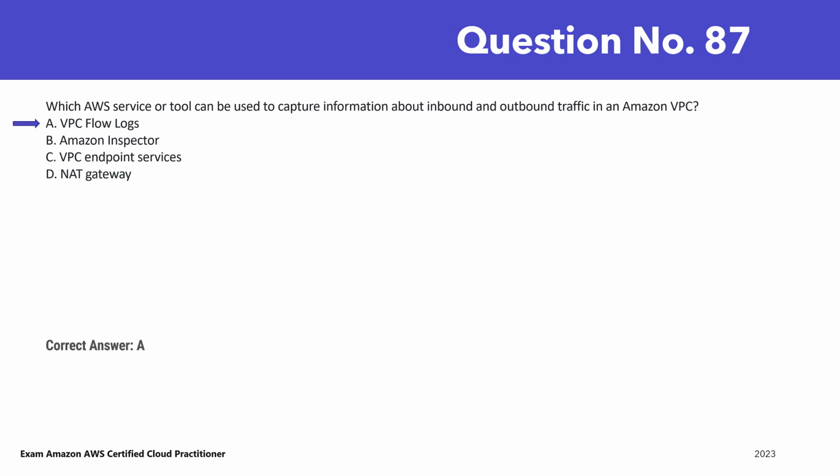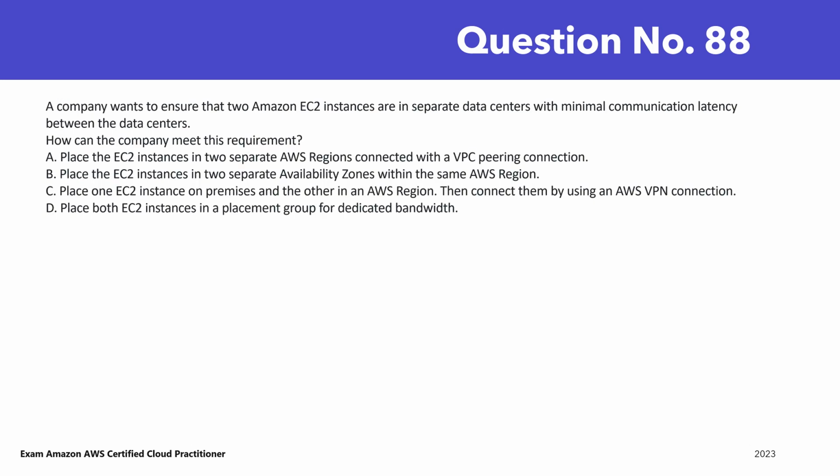A company wants to ensure that 2 Amazon EC2 instances are in separate data centers with minimal communication latency between the data centers. How can the company meet this requirement? A. Place the EC2 instances in 2 separate AWS regions connected with a VPC peering connection. B. Place the EC2 instances in 2 separate availability zones within the same AWS region. C. Place one EC2 instance on premises and the other in an AWS region. Then connect them by using an AWS VPN connection. D. Place both EC2 instances in a placement group for dedicated bandwidth. Correct answer, B.